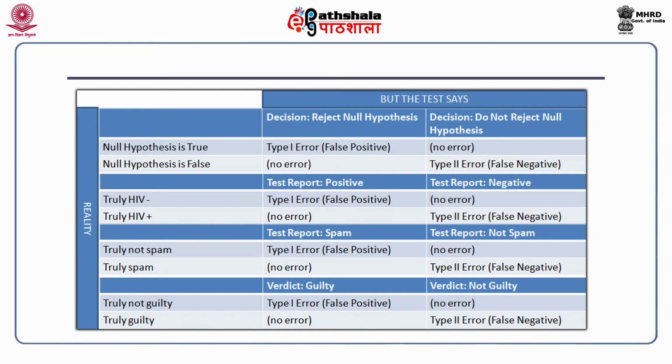If the test says negative for an HIV negative person, there is no problem. And if the person is truly HIV positive and the test says it is positive, again no problem. But if a person is truly HIV positive and the test says it's negative, then it's called type 2 error or false negative. That is exactly what type 1 error and type 2 error are. I've also given examples of spam as well as the judicial verdict, guilty or not guilty. You can see that is exactly the type 1 error and type 2 error.